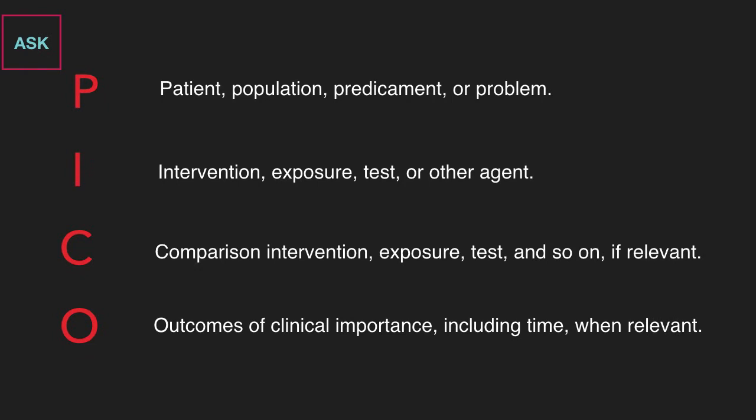To ask a good question, we should follow the PICO acronym. PICO has 4 components. P is patient or population or the problem. I, intervention or the exposure. C, comparison intervention, or comparison exposure, or the control group. O, the outcome, of clinical importance, the primary outcome and the secondary outcomes.